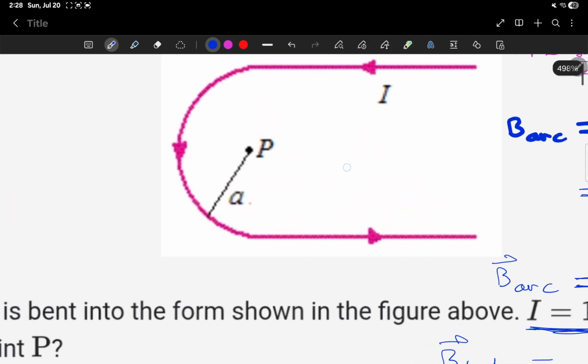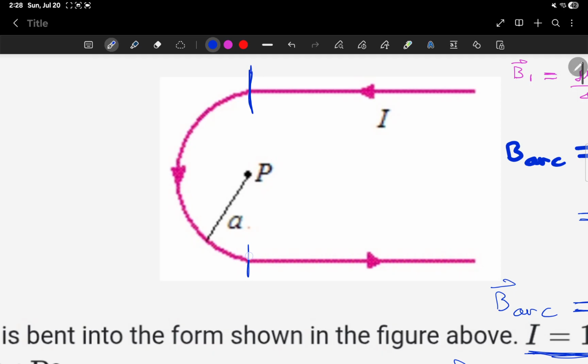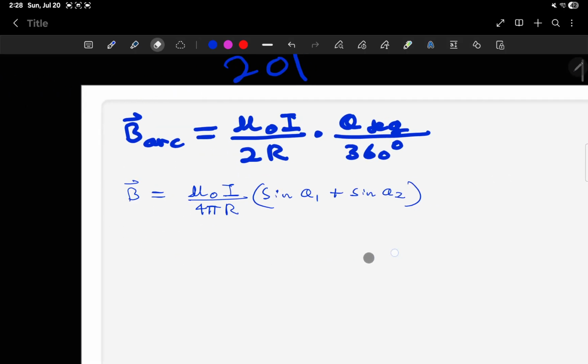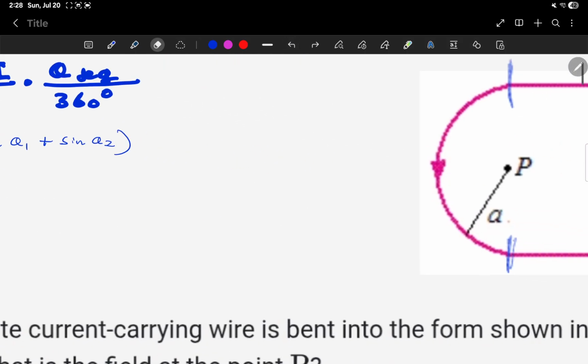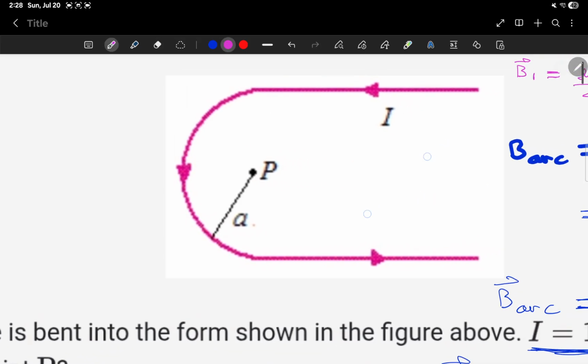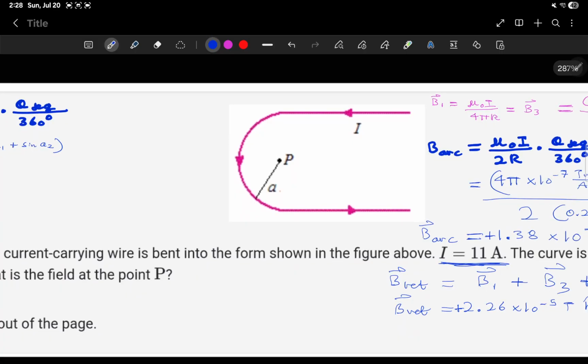So the main idea behind this problem is just breaking this entire massive curve into 3 segments and then calculating the magnetic field using these 2 formulas essentially. And yeah, that's pretty much it.